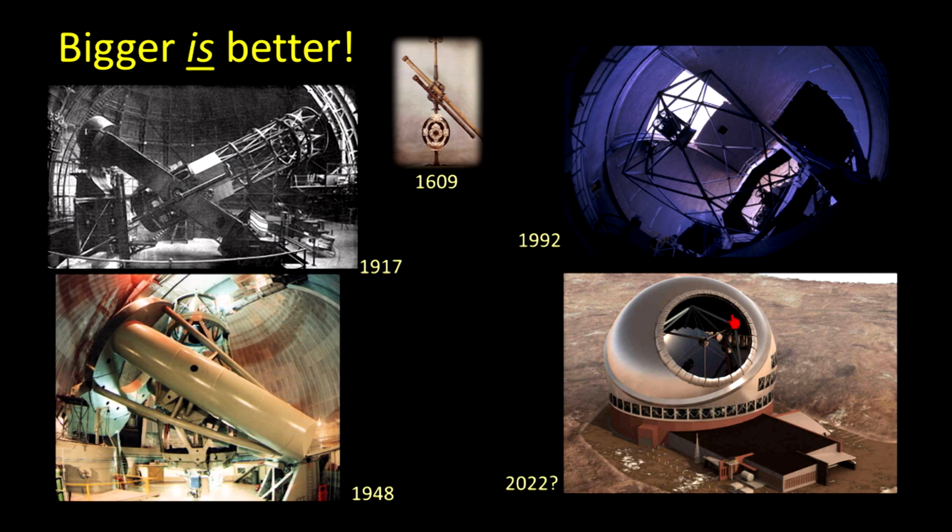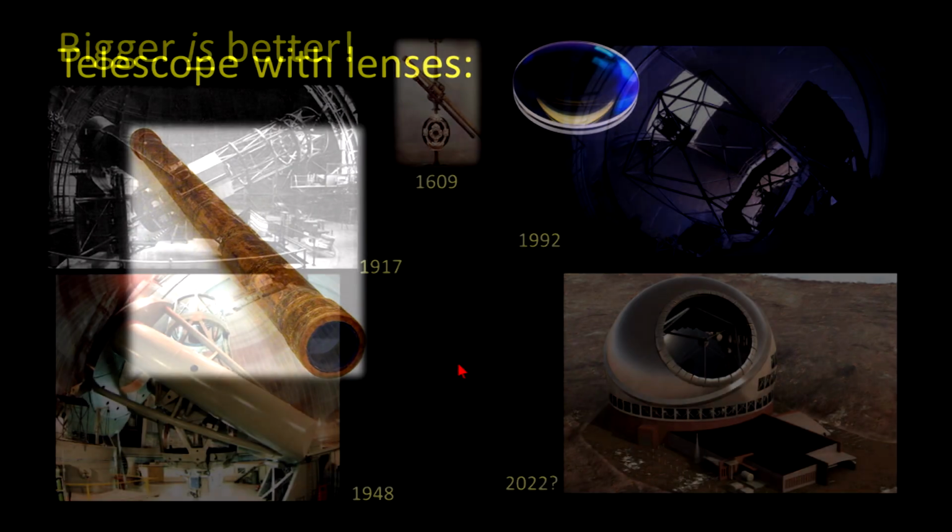But 30 meters, in other words, the distance across the opening of this telescope, will be 30 meters across. So we're talking almost 100 feet all the way across, as opposed to 17 feet for Palomar Observatory. So bigger and bigger and bigger is always the goal, to be able to see fainter objects.